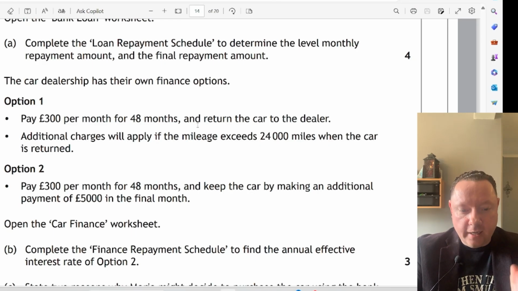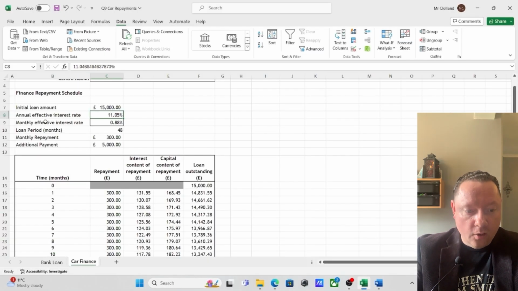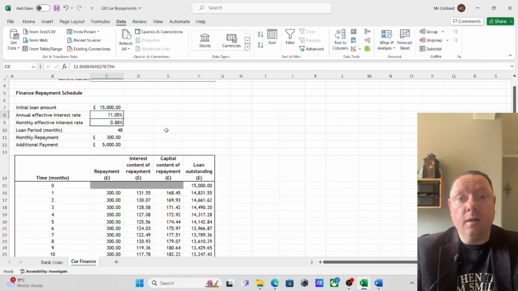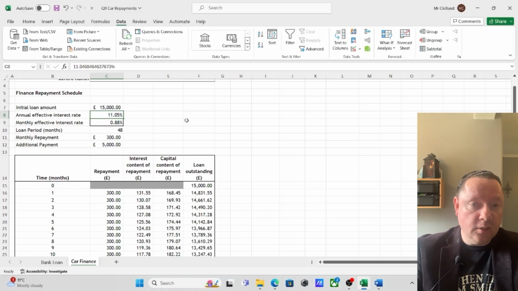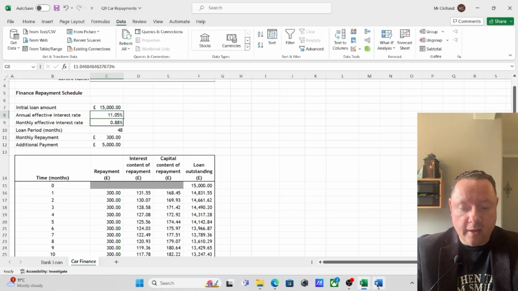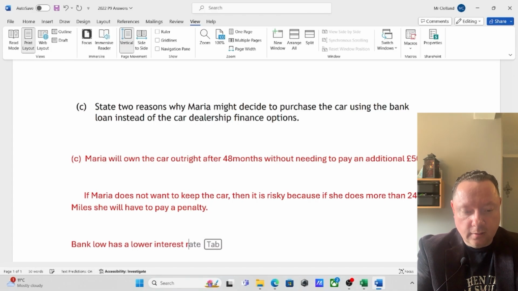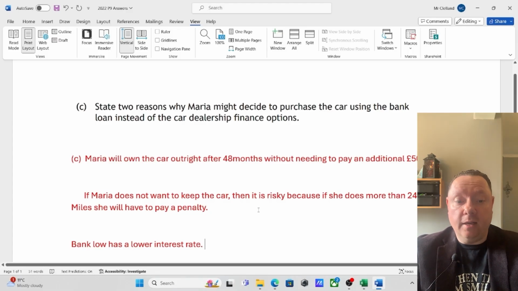Let's just look at the interest rates. On the bank loan, it's 9.5%. On the car finance deal for keeping the car, it's 11.05%. So the bank loan's actually a lower interest rate. So you could say that as well. Bank loan has a lower interest rate. And there you go, we're done there.